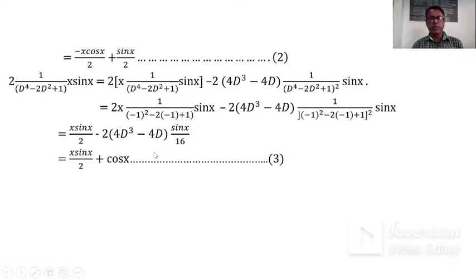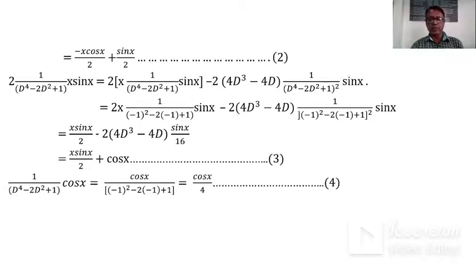8 upon 16 means we have 1 half, and the third derivative of sin x, and then the derivative of sin x, and rearrange the term. After simplification, we get this to be cos x. This part is an exercise for the student. To do these calculations, we obtained the second term to be cos x.